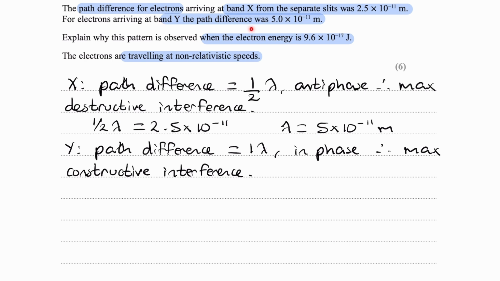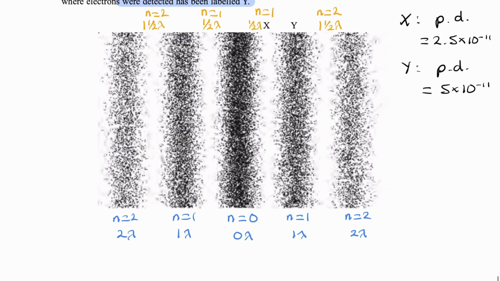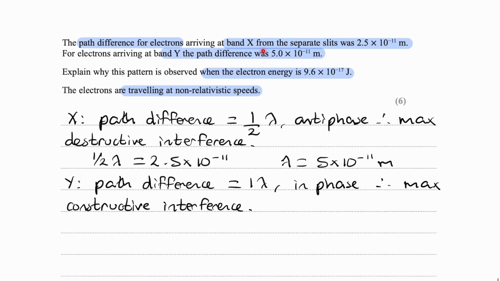And again, the path difference at band y was 5 times 10 to the minus 11. Path difference is also one wavelength, as at y it's the first order maximum. So we equate that one wavelength to that 5 times 10 to the minus 11, and we get the exact same thing as before. So the wavelength, as we can obviously see from that equation there, must also be 5 times 10 to the minus 11 meters. So that agrees with the path difference at point x. For both x and y, we get a wavelength of 5 times 10 to the minus 11 meters.